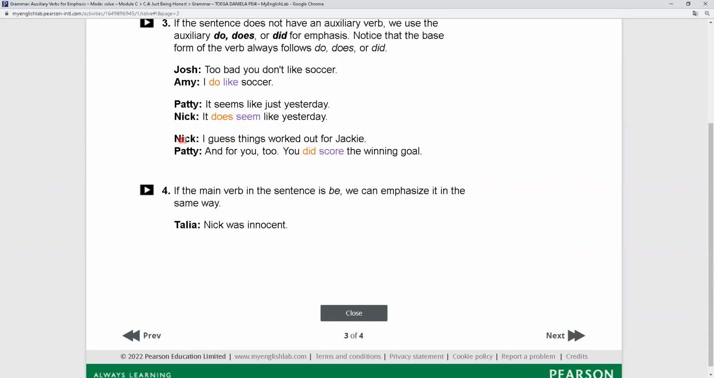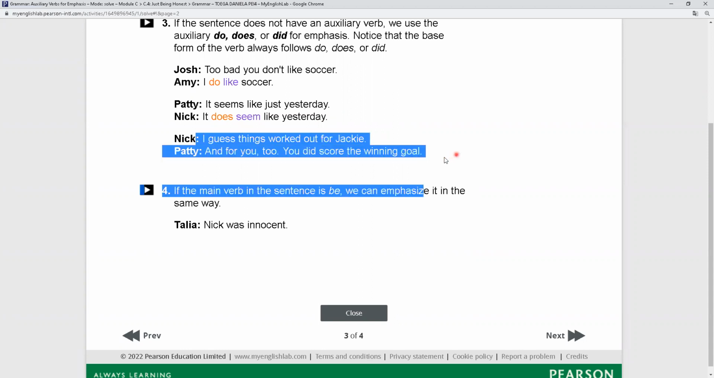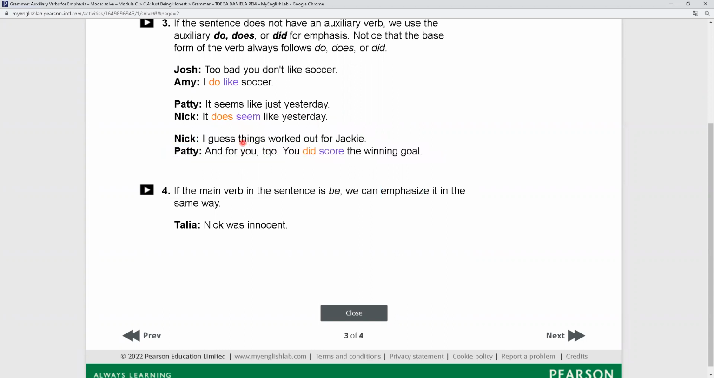Y por último, nos vamos a dar cuenta esta oración que está en el pasado. I guess things worked out for Jackie. Estoy utilizando el simple past. Entonces, me corresponde utilizar el único auxiliar que tengo, tanto para afirmativa como para negativa, en el pasado simple, que es did. Y nuevamente, sigue la misma regla. Si estoy utilizando un auxiliar, el siguiente verbo tiene que estar en su forma base.